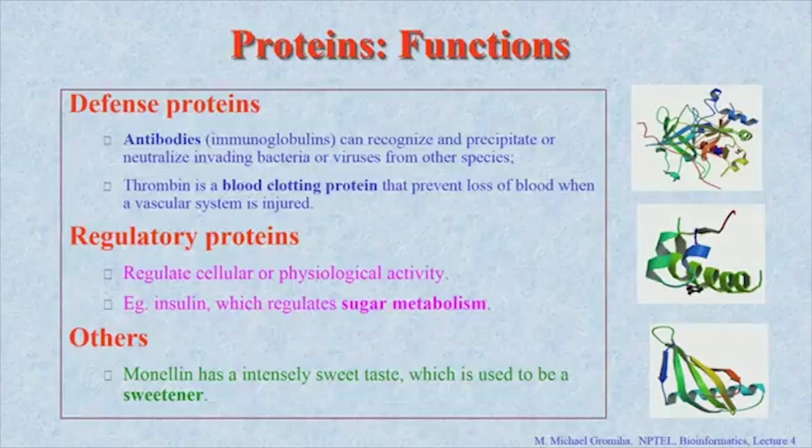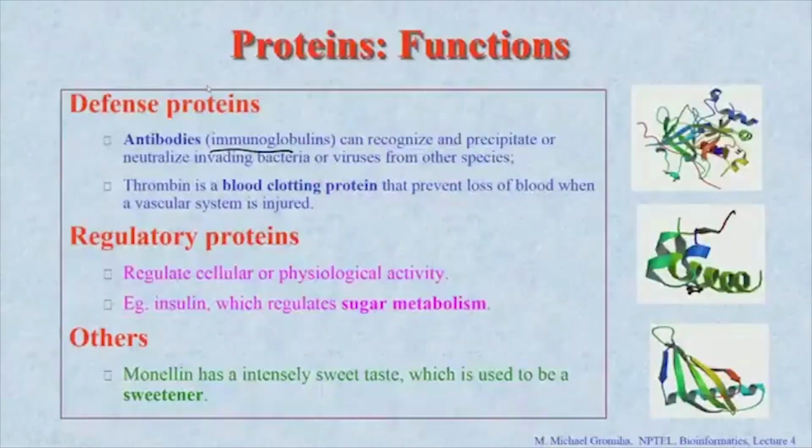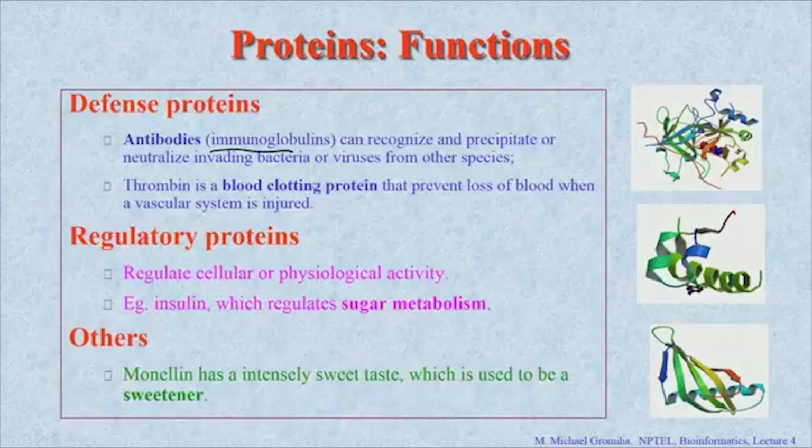Now there are other proteins called defense proteins. So what are called defense proteins? Antibodies. Because we defend ourselves, because we have to be safe from the environment, from the bacteria or virus or anything. Like immunoglobulins, right. These can recognize and precipitate or neutralize the invading bacteria or virus from other species.